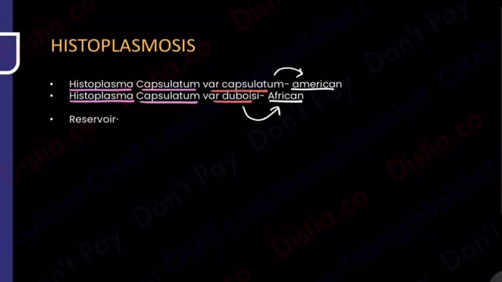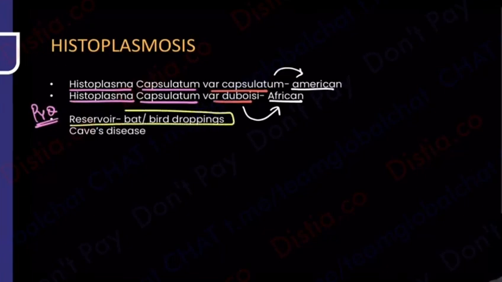Now, please remember there's a very famous previous year question regarding the reservoir of histoplasmosis, and this is very commonly seen in the bird or the bat dropping. So, how does it actually come to us? It comes to us by the mechanism of inhalation from these bird or bat droppings, and that is why bats, where will you find bats? Bats you will be finding in the caves. So, one of the other names for histoplasmosis is the caves disease.